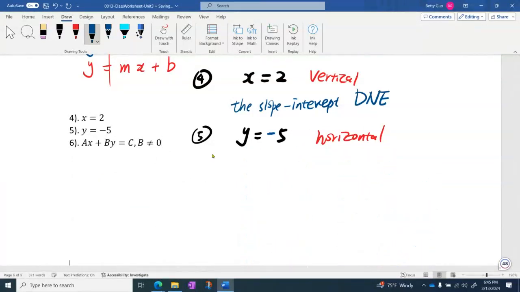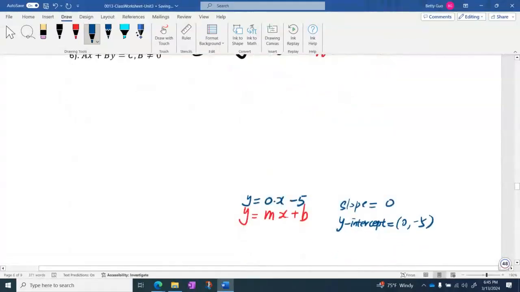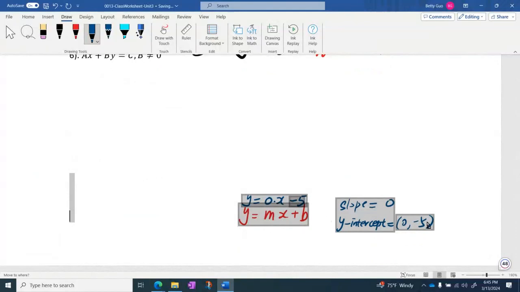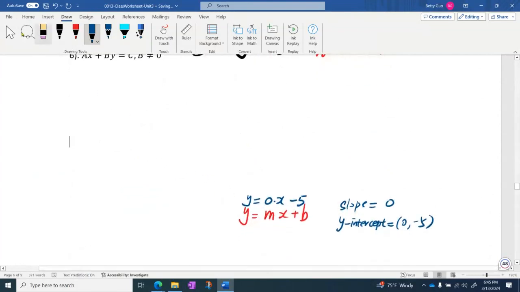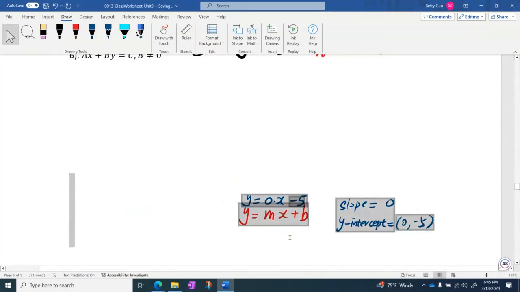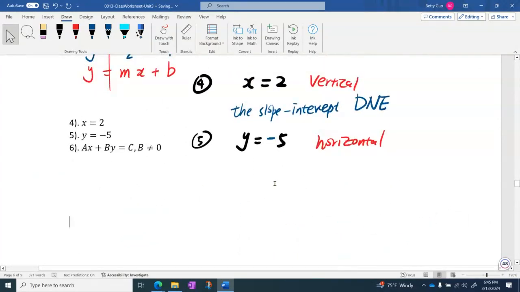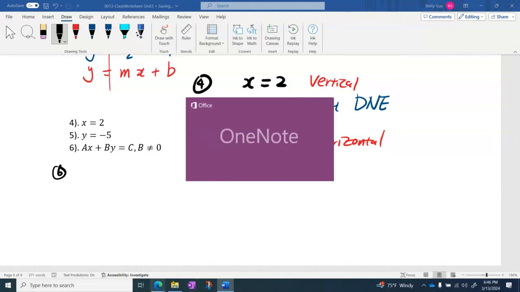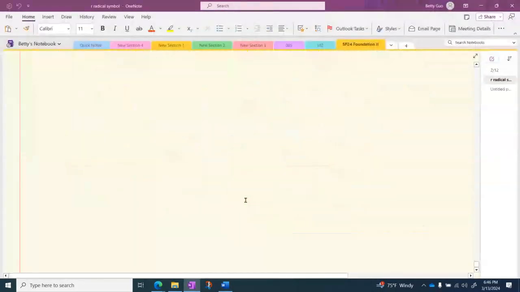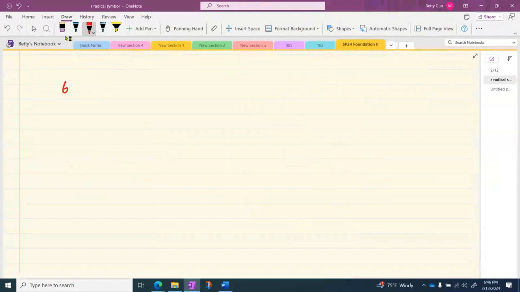One more question, number 6. I want to move them. It doesn't let me move. Try this. Okay, I'll just leave that. Number 6. How about let me do number 6 on my OneNote, I have more space here. Okay. Number 6.